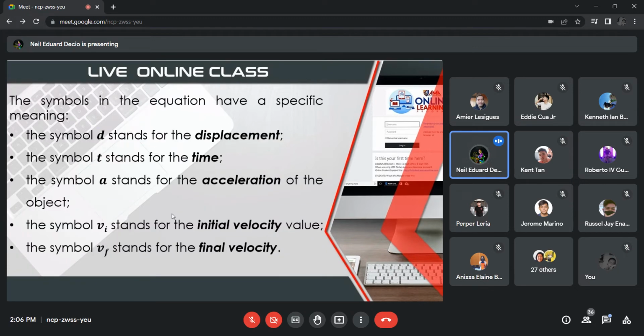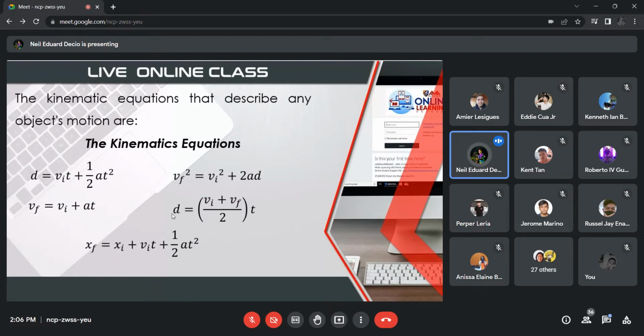So the symbols in the equation have a specific meaning. The D stands for displacement, T stands for time, A stands for acceleration of objects. The symbol VI or V sub I stands for initial velocity, and the symbol VF or V sub F stands for the final velocity. And then mayroon pa tayong kanina equation na may X sub F and X sub I. So X is just the position. X sub F is final position and X sub I is initial position.